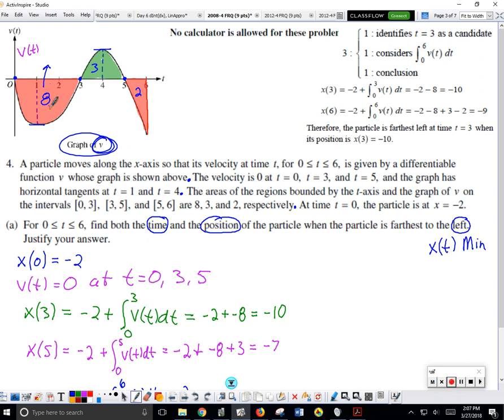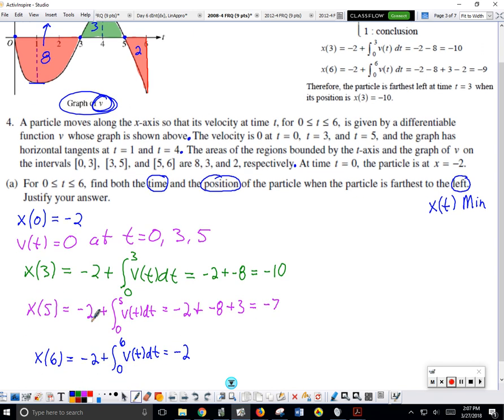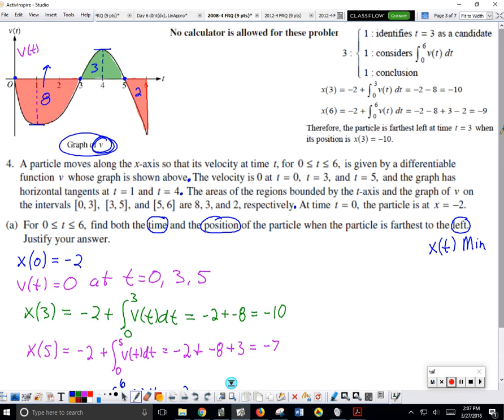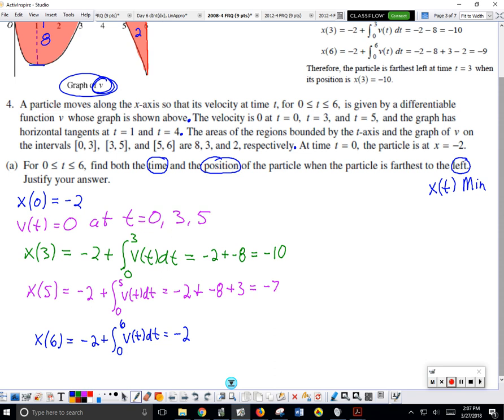Okay, so for x of 5, what about that? So for x of 5, I say, okay, started at position -2. From time 0 to time 5, during the first 3 seconds, it went 8 to the left. Now it came 3 to the right. So did that answer your question? Yeah.